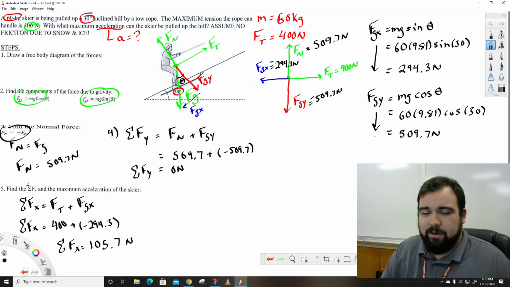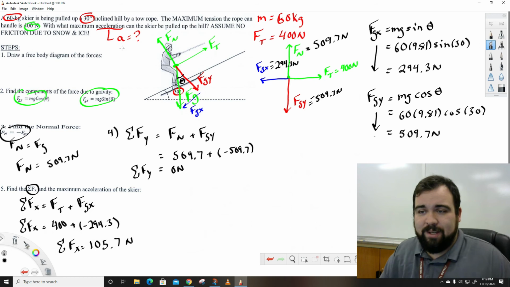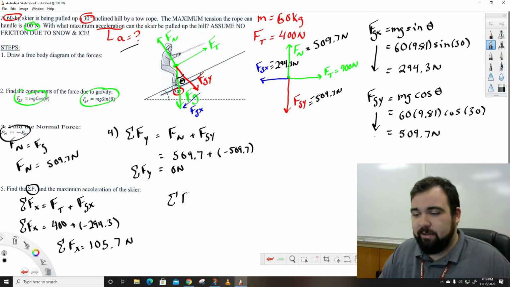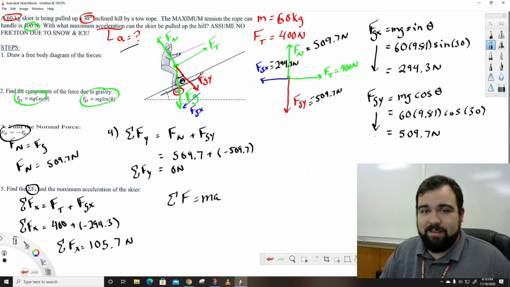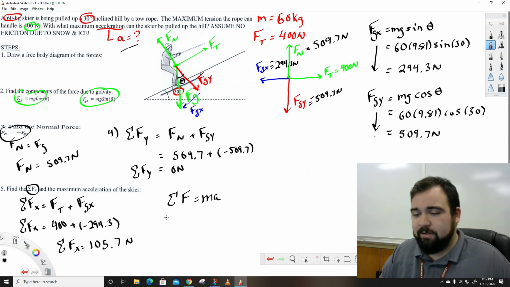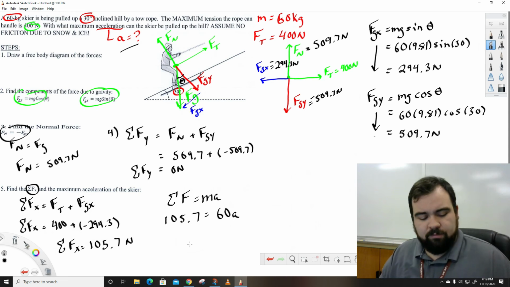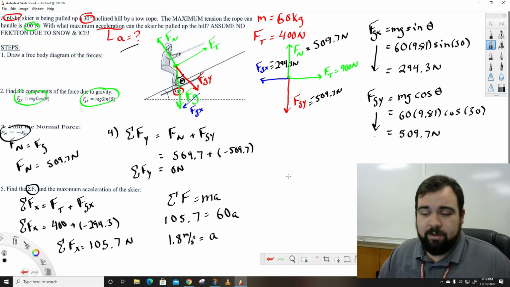Now that answers our first part of this. Or what is the maximum acceleration? The question that really was asked at the very beginning of this, what is a? To find a, we go to our net force equation, Newton's second law, F equals ma. Since y is 0, then this sigma F is just going to be the x component value. So 105.7 divided by the mass, you get an acceleration of 1.8 meters per second squared.